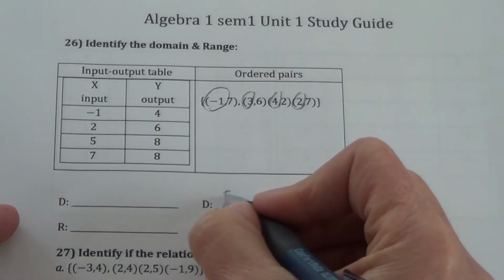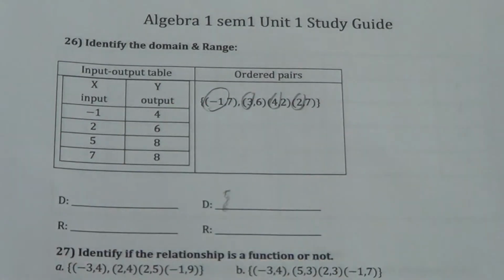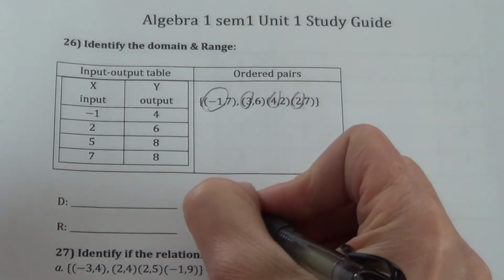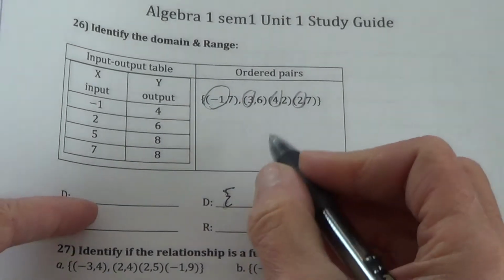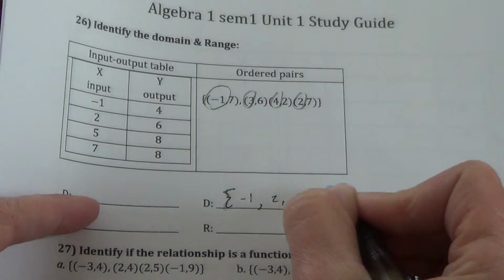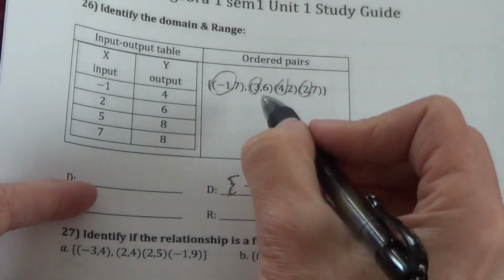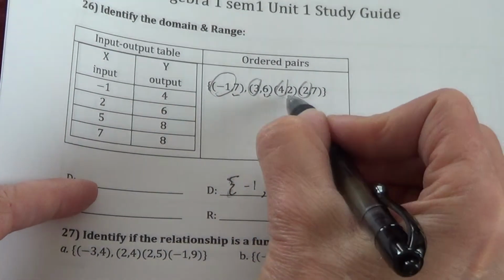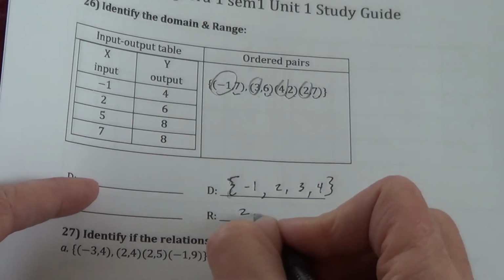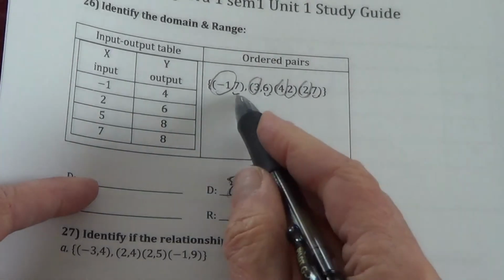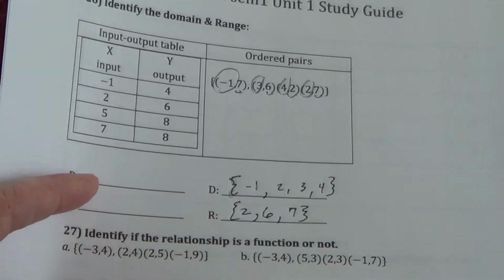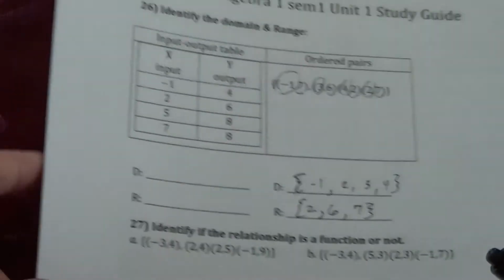So we have, sorry, my pencil is dying. So we have -1, 2, 3, and 4. That's in order. Now the range is the dependent. It follows the x value. We put those in order. We have 2, we have 6, and then we have 7 occurring twice. Don't list it twice. We never list it twice. Okay, those have to be in order and not listed twice.